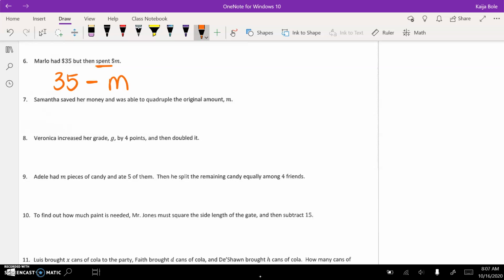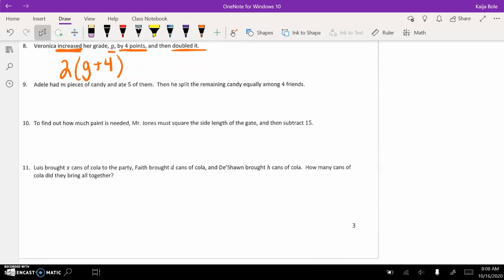7, Samantha saved her money and was able to quadruple the original amount M. So quadruple would be 4, quad is 4, so this would be 4 times M, 4M. 8, Veronica increased her grade G by 4 points and then doubled it. So she increased her grade G by 4 points. So we had G plus 4. Then she doubled that entire grade, so we're going to need some parentheses, and then we multiply by 2.